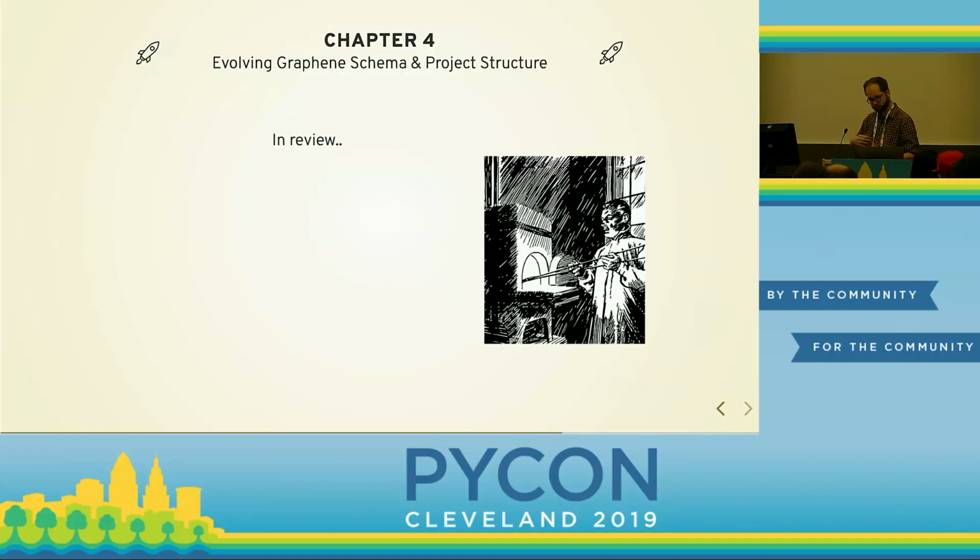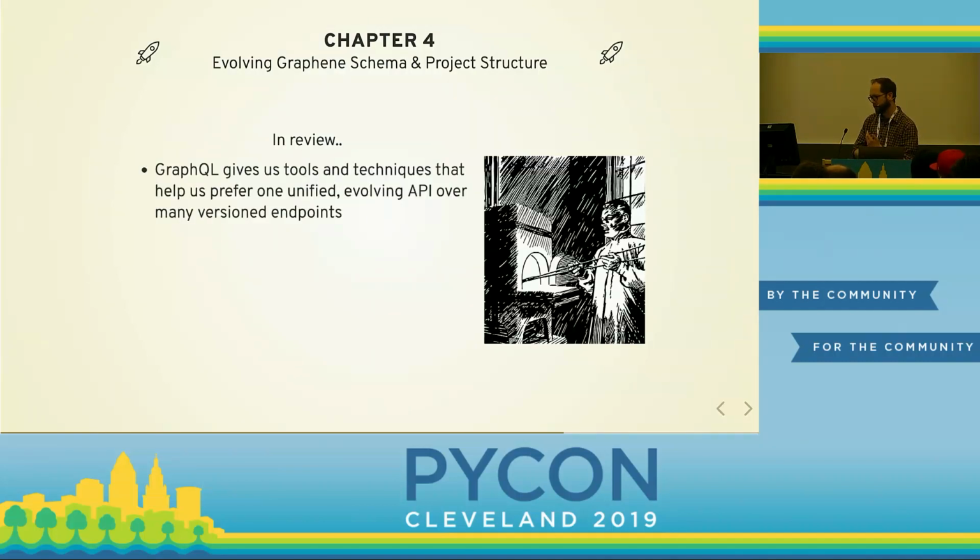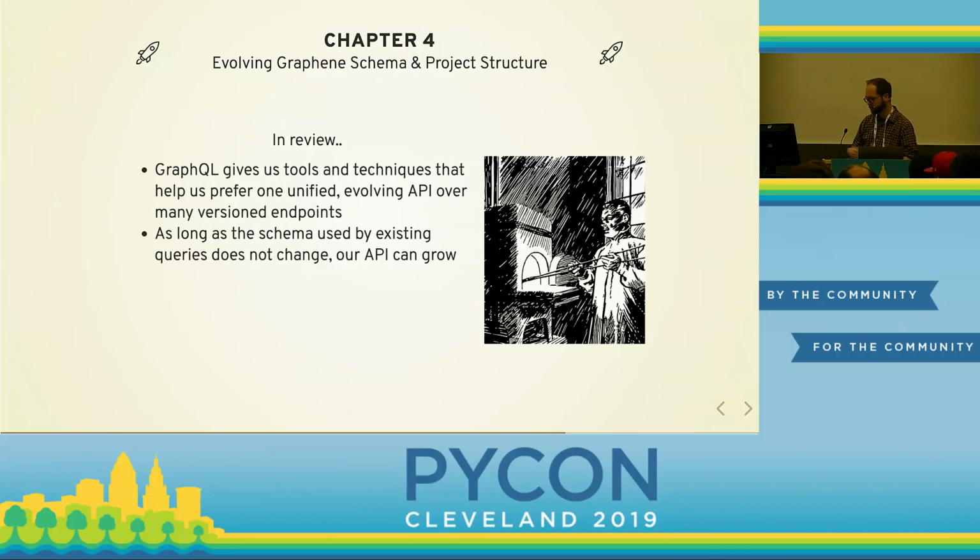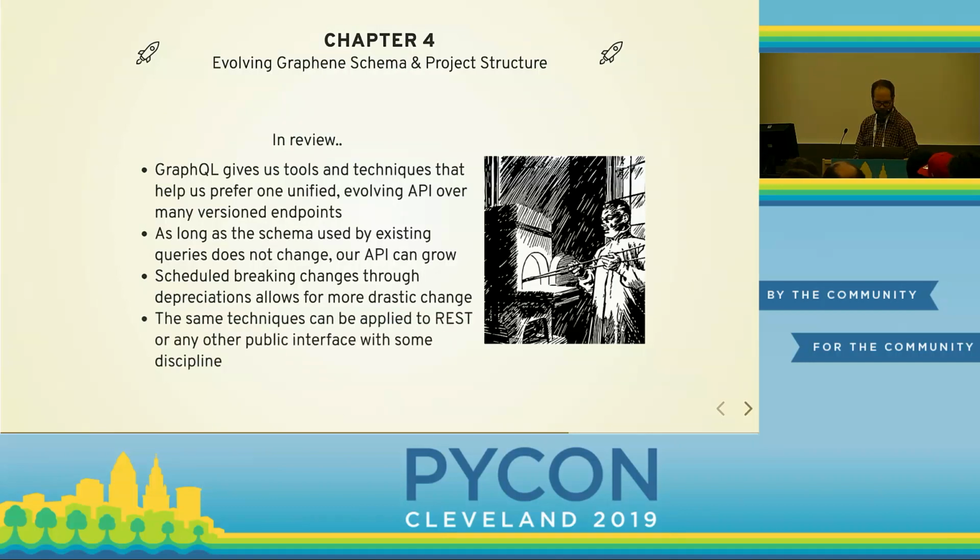So to sum up things we were talking about before, GraphQL gives us tools and techniques that help us prefer one unified evolving API over many versioned endpoints. As long as the schema used by existing queries doesn't change, our API can grow. So we can always add more fields to it. We can also schedule breaking change through deprecations to allow for more drastic changes. These same techniques can be applied to Rust or any other public interface with some discipline.